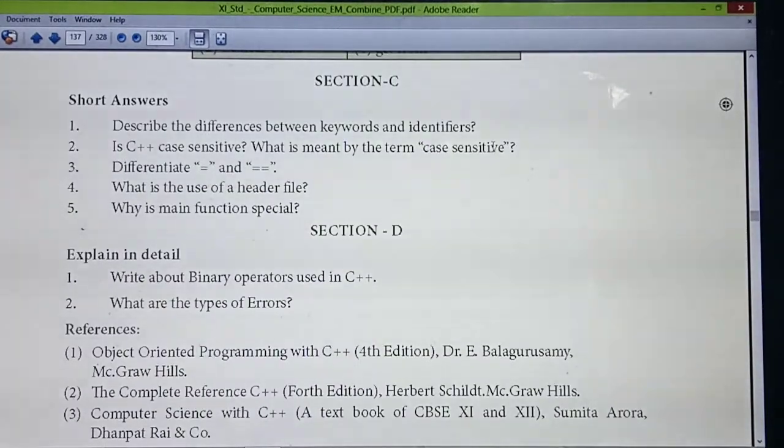Then 3 mark questions. First question answer is page number 116. Then second question is also page number 116.